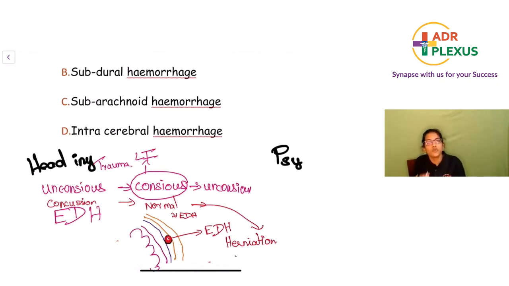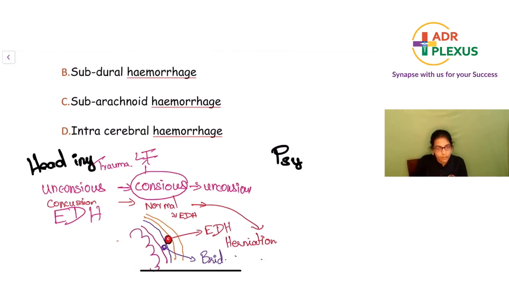It can also be seen in case of subdural hemorrhage. So what happens in subdural hemorrhage? In subdural hemorrhage, generally in trauma, the bridging veins break. Okay, we have something called the bridging veins, which bridge the gap, or they connect the sinuses to the superficial cerebral vessels.